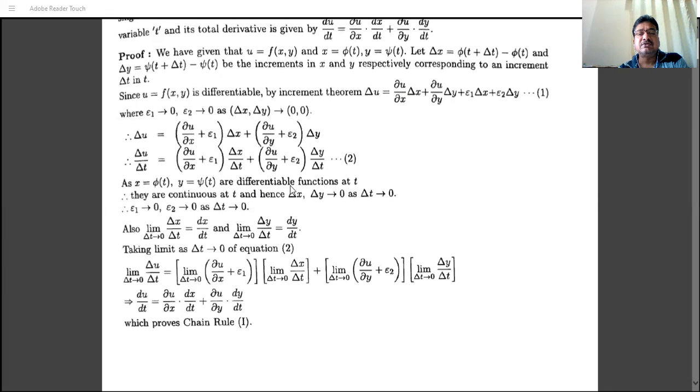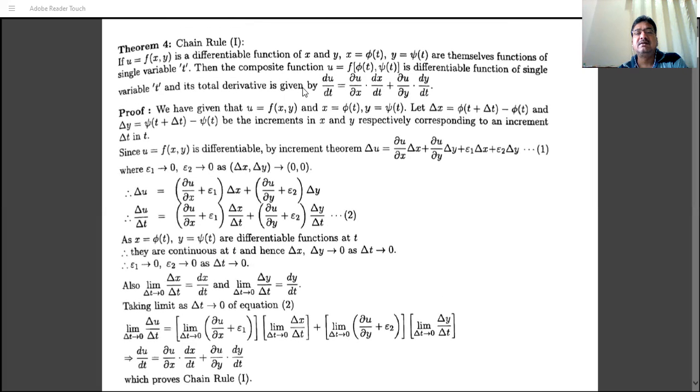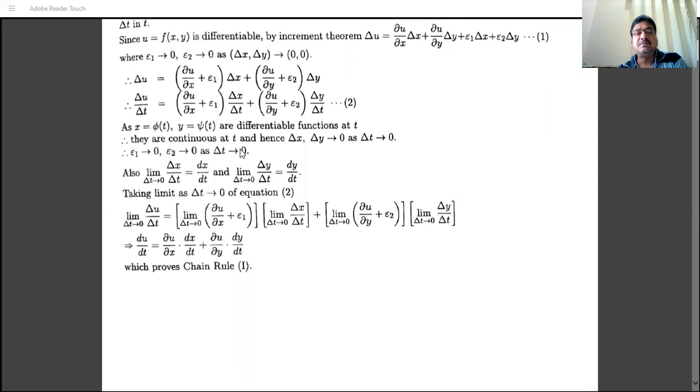As x is equal to phi(t) and y is equal to psi(t) are differentiable functions of t, we are given that x and y are differentiable functions of t, and therefore they are continuous, because every differentiable function is continuous. Hence delta x and delta y tend to 0 as delta t tends to 0. That is, if delta t tends to 0, then delta x and delta y also tend to 0, and therefore epsilon 1 and epsilon 2 tend to 0. Actually, epsilon 1 and epsilon 2 tend to 0 when (delta x, delta y) tends to (0,0). But if delta t tends to 0, then delta x and delta y also tend to 0, and therefore epsilon 1 and epsilon 2 tend to 0. So the combined statement is: epsilon 1 and epsilon 2 tend to 0 as delta t tends to 0.